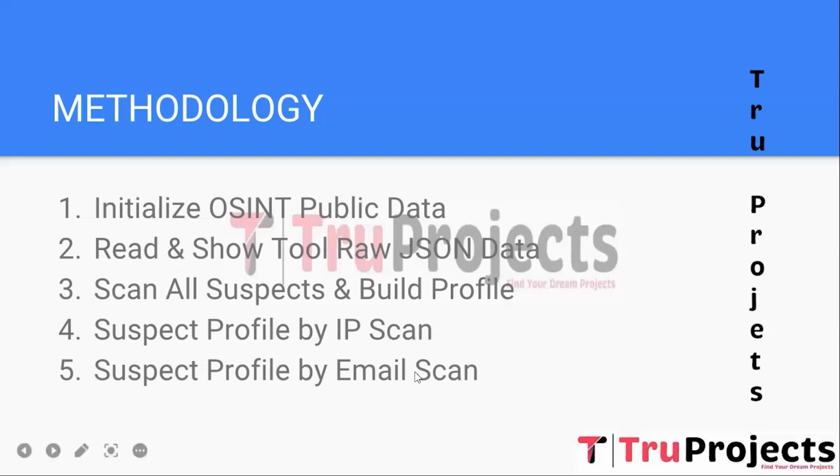And the fifth module is Suspect Profile by Email Spam. This module concentrates on scanning and examining the suspect profile based on their email address. By utilizing the collected data, the system can uncover additional insights about the suspect's activity, communications, or any indications of malicious intent. It allows for a more comprehensive understanding of the involvement in criminal activities.